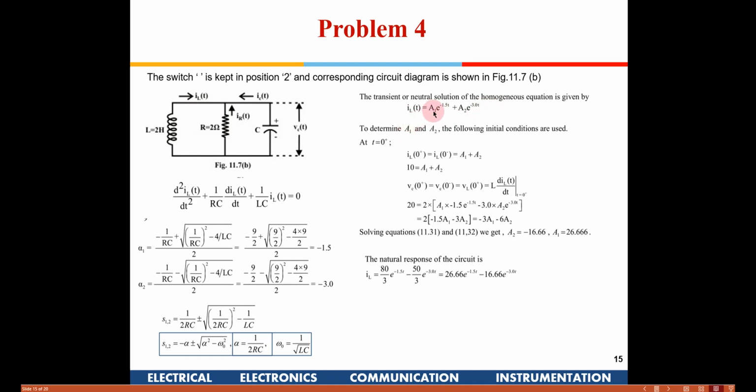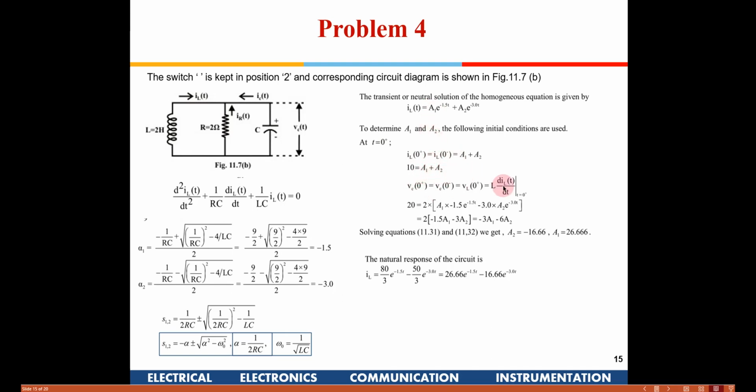Now we have to find out the values of A1 and A2, right? So we need to take the initial condition, t equal to 0, and I0 is known, 10 ampere. So you get one relation between A1 and A2.